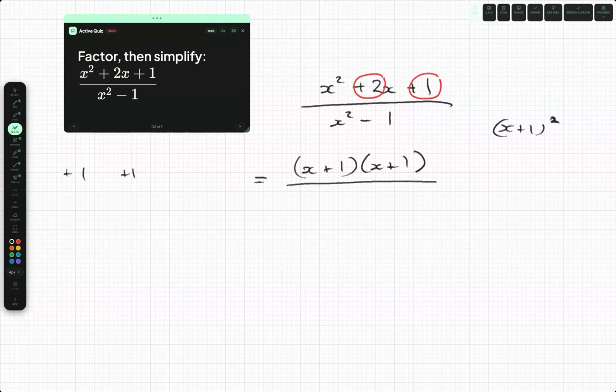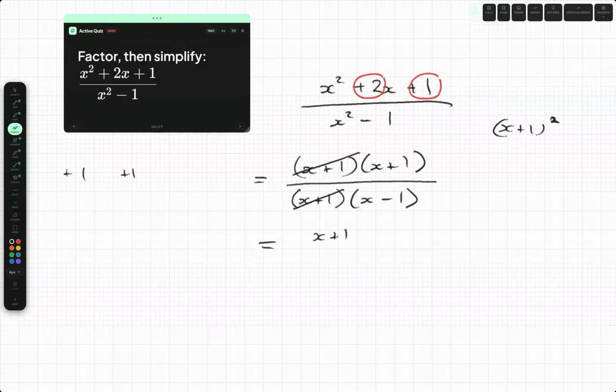All right. Next one here, we have x squared minus 1. That's a difference of squares because we have 1 times 1 and x times x. So x plus 1 times x minus 1. All right. Now let's cancel common factors. 1 and 1, and we're left with x plus 1 over x minus 1. Okay, and we're done.